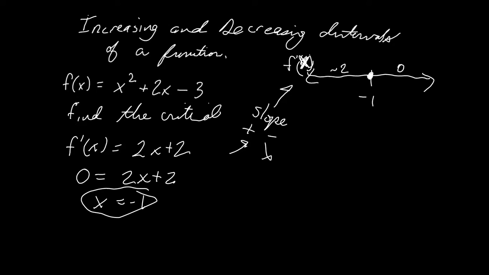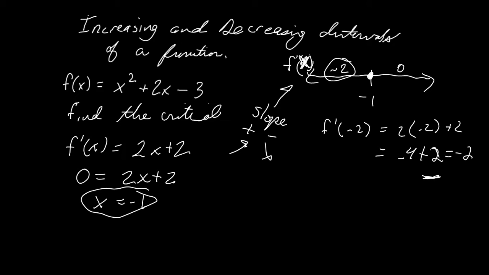When I take this negative 2 and I plug it back in, f prime of negative 2 equals 2 times negative 2 plus 2, which is negative 4 plus 2, which is negative 2. But really all I care about is the fact that it's negative, meaning if the slope is negative here, it is decreasing. And I'll signify it on my chart just like that.